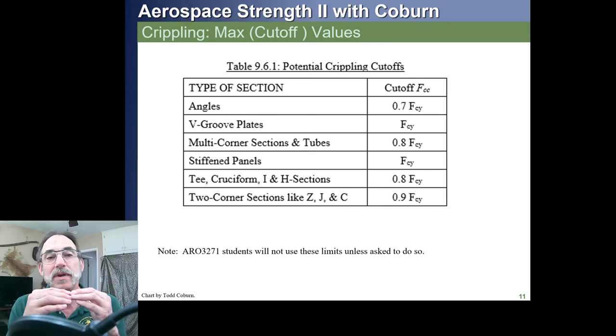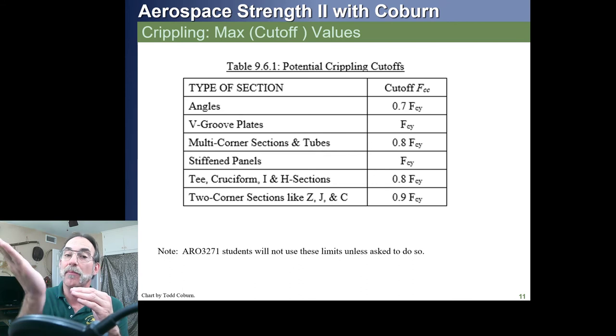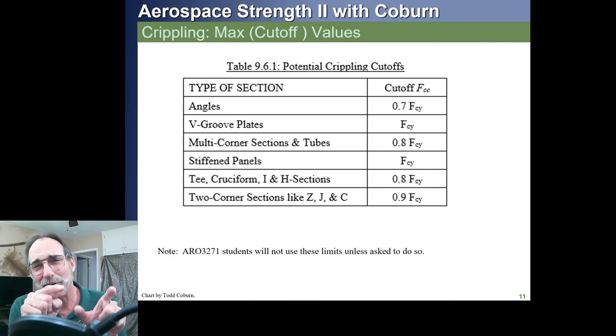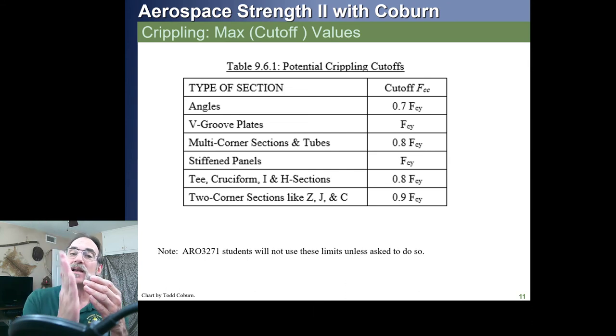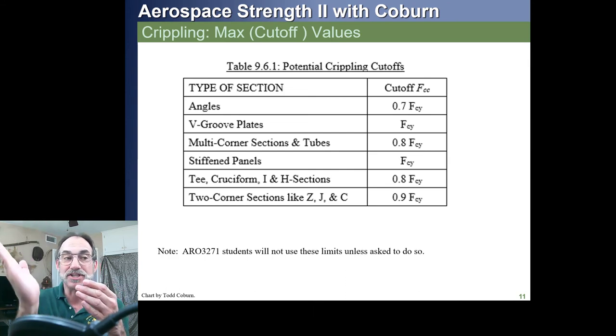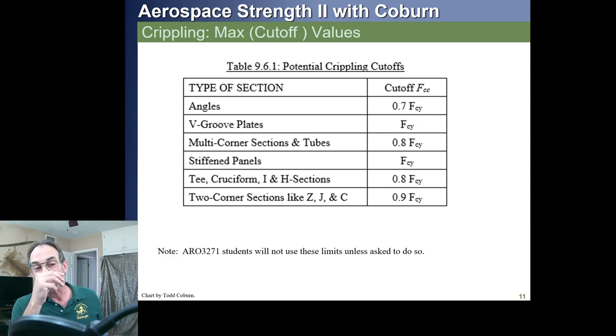However, once you get above FCY, remember, you start going on the stress strain curve, you start getting into the tangent modulus, your modulus starts to drop rapidly. And whenever we calculate crippling, we're always using the compression modulus. So when we get up there where our stresses are nonlinear and the modulus has dropped, the crippling level we calculate really isn't that valid. And therefore, this is a poor man's approach to estimating and making sure that the crippling level doesn't become unconservative. Now, we're not going to use this in Aero 3271.